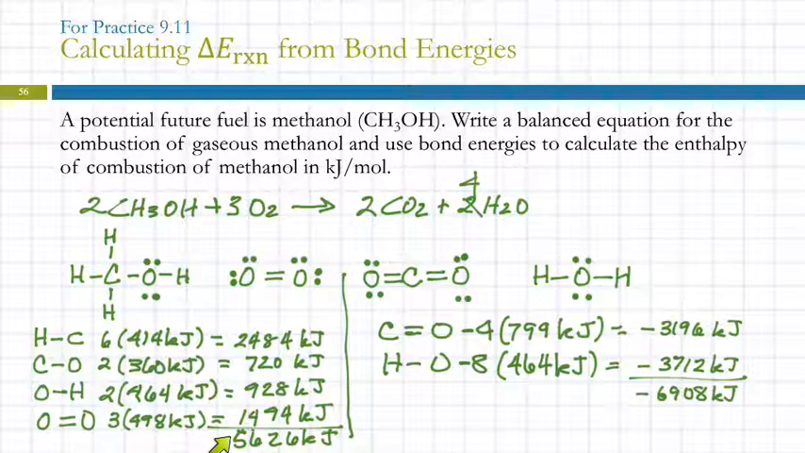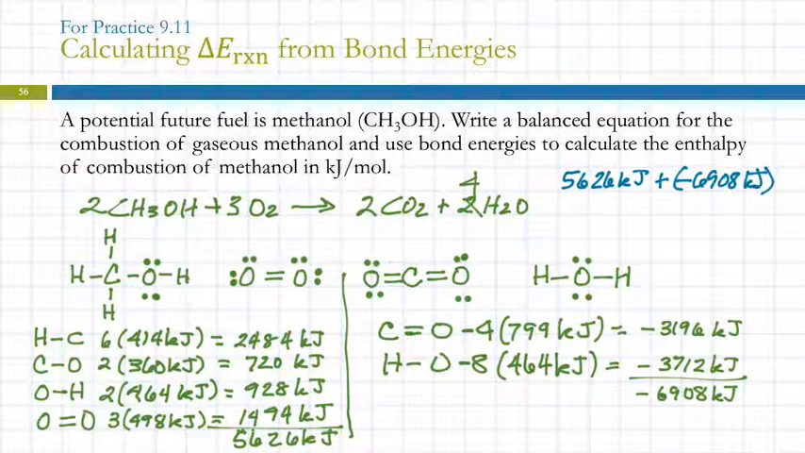Down here, this is the energy required to break the bonds, all of them, and this is the energy that's released when all the bonds that are made are made. So the estimate of this enthalpy, I would take 5626 kilojoules, and I'm adding that negative 6908 kilojoules. Negative 1282 kilojoules.